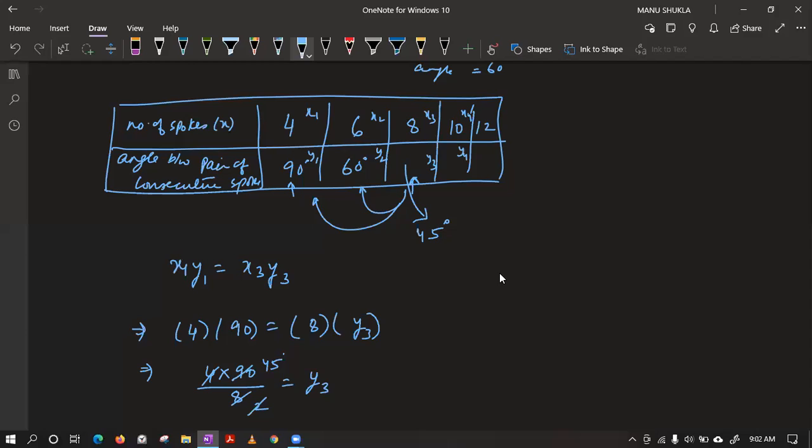Similarly, you can find for 10 also. For 10, we can directly say 36 degree, but by the formula you can find easily, no problem. Again, you will go for x1 y1 is equal to x4 y4. By this relation, you can find the value of y4 easily. Okay. I hope this question is clear to everyone. There was nothing much. You just need to understand first whether the relation is inverse or direct. After that, you have to use the formula. That's it. This chapter is also very easy.